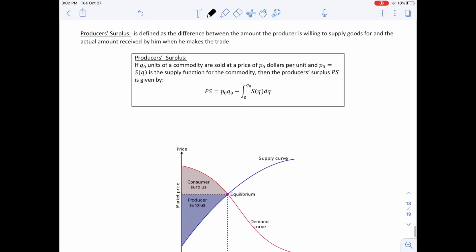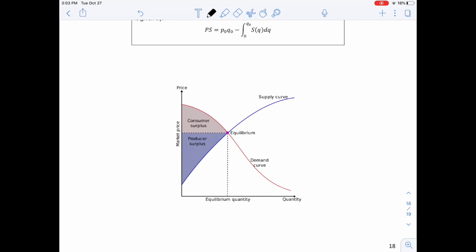And right below that we have a box for our producer surplus. It says if Q naught units of a commodity are sold at the price P naught dollars per unit and P naught is equal to S of Q, the supply function for the commodity, then the producer surplus PS is given by P naught times Q naught minus the integral from 0 to Q naught of S of Q dQ. And you can see in the graph right below this where we have our consumer surplus and our producer surplus and where the equilibrium point is.